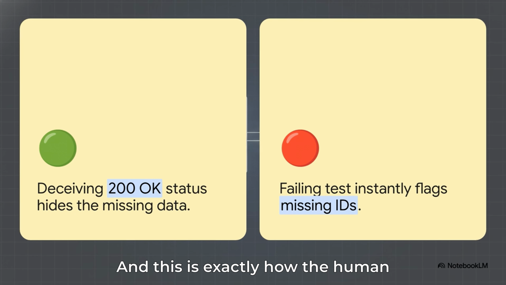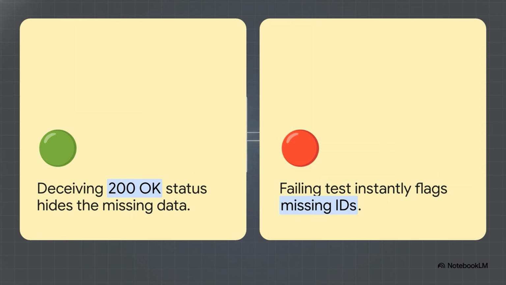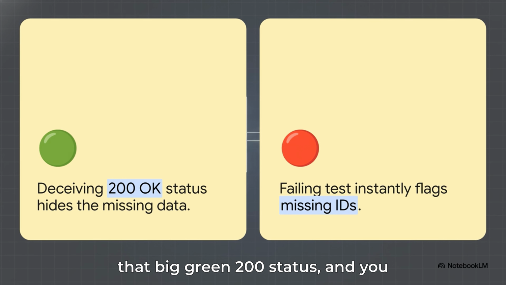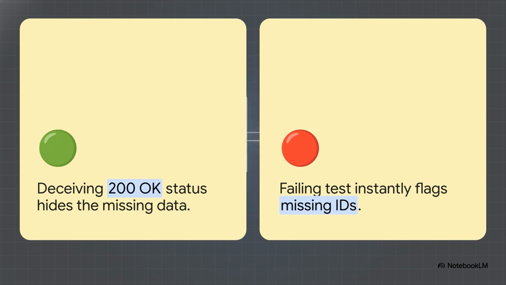And this is exactly how the human eye gets tricked. During a chaotic incident, you see that big green 200 status, and you just move on, assuming the endpoint is healthy. But our robust automated test script, it couldn't care less about the green 200. It instantly flags the red failure, catching that null value before it impacts a single customer.